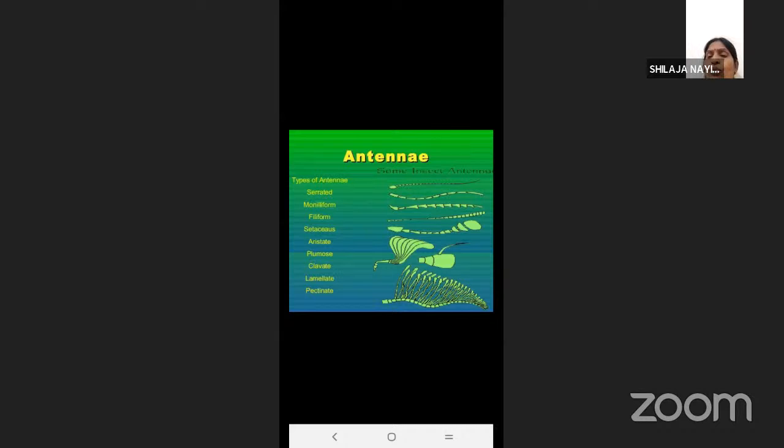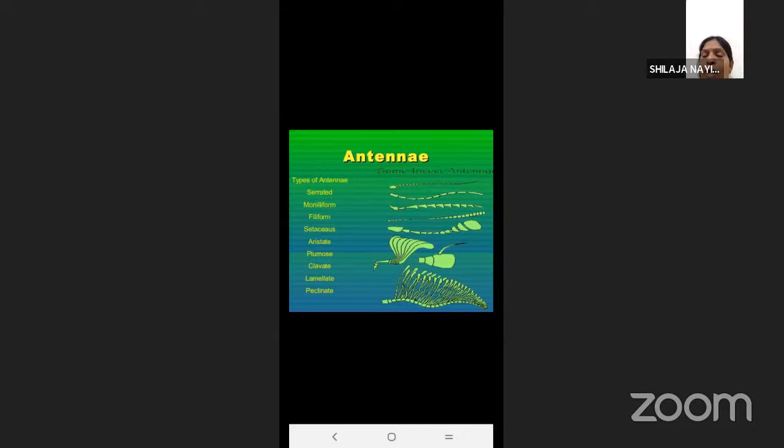The whole branch of the antenna consists of scape, pedicel, and the flagellum. So we have to remember these three parts: scape, pedicel, and the flagellum. And when we come to the different types of antenna, in detail they have also given about this particular antenna. They are sensory organs. In some insects, they are also useful for respiration, and in some they help in communication along with being sensory organs. Sometimes they help in holding the food.